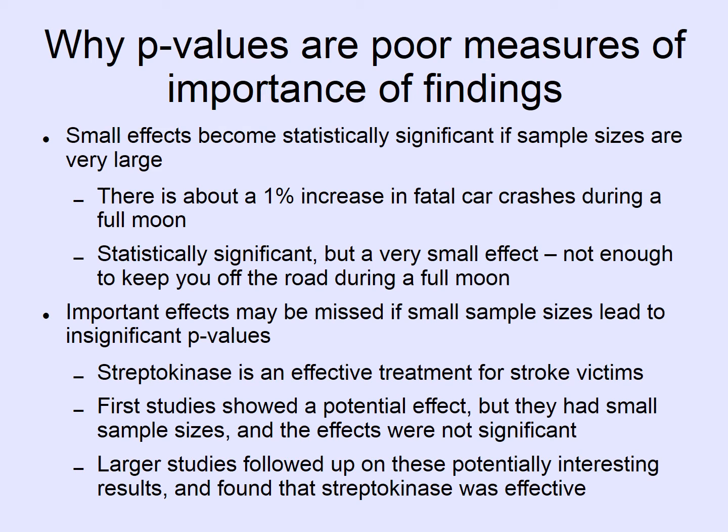If you have a very large sample size between a control and treatment group, you're going to have a lot of power, and it's going to be fairly easy to get a low p-value. That doesn't mean it's important. Here's the example with the 1% increase in fatal car crashes. It's statistically significant because we have lots of data on car crashes, but a 1% increase is not very big, is it? Are you going to stop driving on full moons?